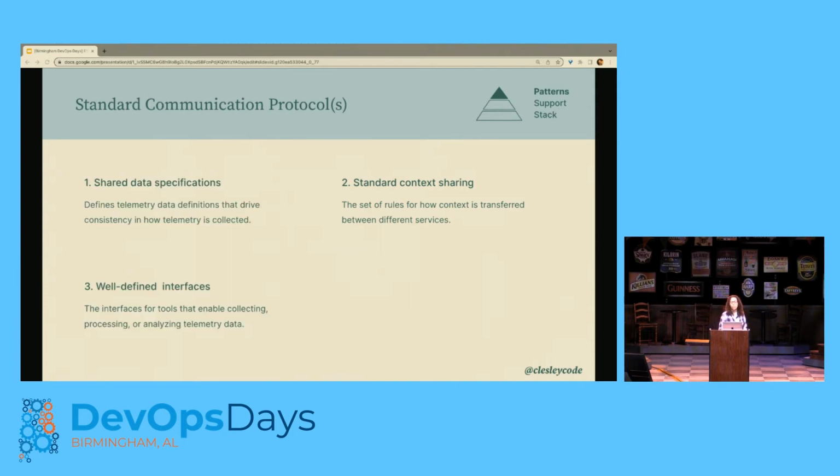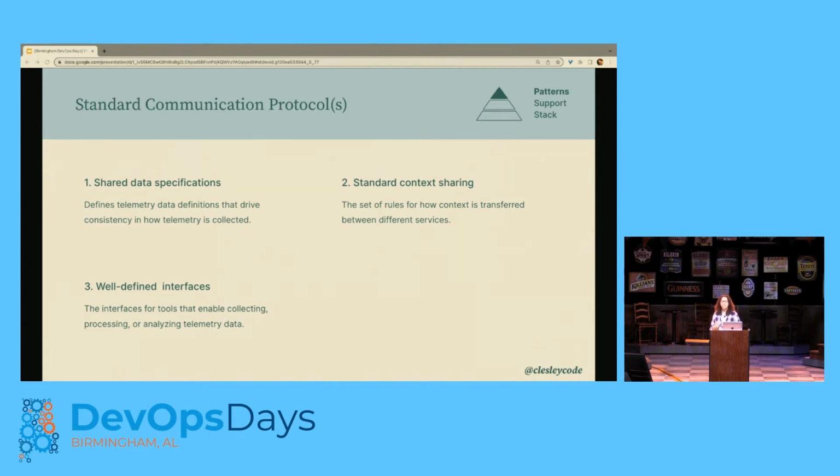And lastly, we have well-defined services, or interfaces, sorry. These interfaces generally serve 3 use cases. The first is collecting telemetry data, for example, the tool that would collect the logs that we just saw. 2, processing that telemetry data. These are usually separate interfaces that do things like reformatting and then exporting that to other interfaces. And then lastly, we have the interfaces that actually analyze that data. These are more like engineering end user facing tools that we use to investigate. So think like Datadog, Honeycomb, et cetera.